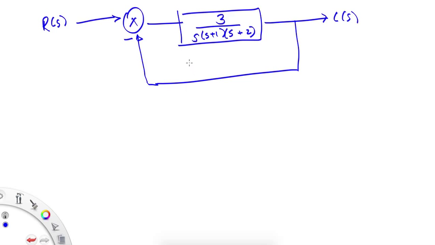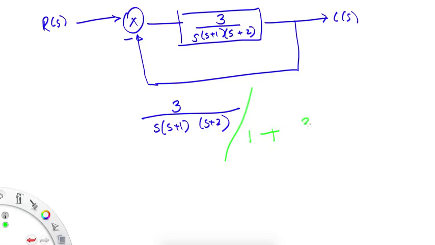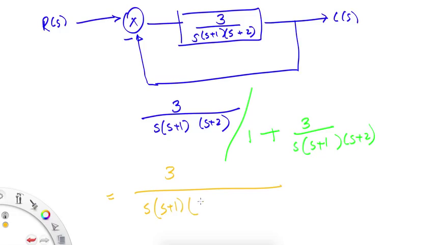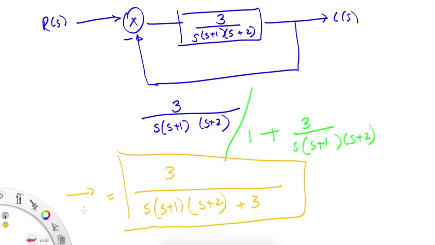Now, if I was to write this as a complete transfer system, I would write this as 3 on S, S plus 1, S plus 2, and then the denominator part, which I'm going to write in green, 1 plus 3 on S, S plus 1, S plus 2. When you solve this equation, you will end up with 3 on S, S plus 1, S plus 2, plus 3 here. Now you can replace this whole system as this system: R of S coming in, C of S going out.